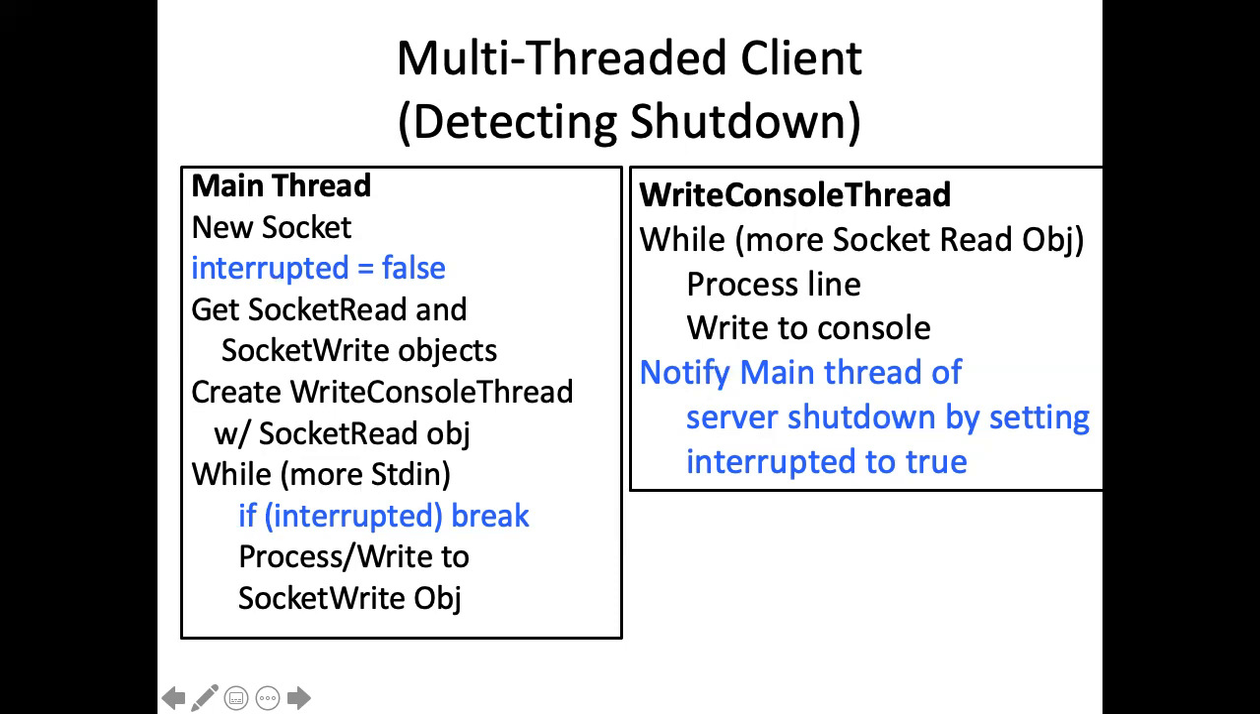As soon as something is read from standard in, you can then check this interrupted flag, see it's been set, and break out of the loop. Breaking out of the loop causes you then to essentially exit main, and the program shuts down. Okay? This is important because if you don't do this, the client will hang. And I want you to cleanly shut down your program.